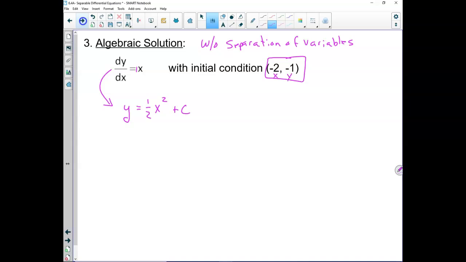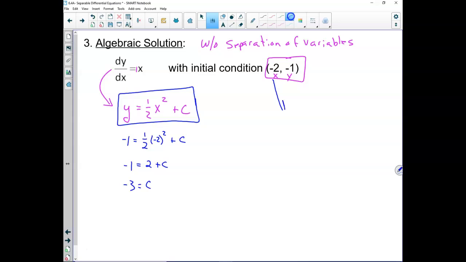with this x and this y, remember. Well, then we come back, oh yeah, I can find that. Negative 1 equals 1/2 times negative 2 squared plus c. Well, that's negative 1 equals, well, that's 4 times 1/2, that's 2 plus c. C is negative 3. So this is my general solution, but my particular solution that goes through that point is going to be y equals 1/2 x squared minus 3. That is the particular solution of that differential equation, okay?